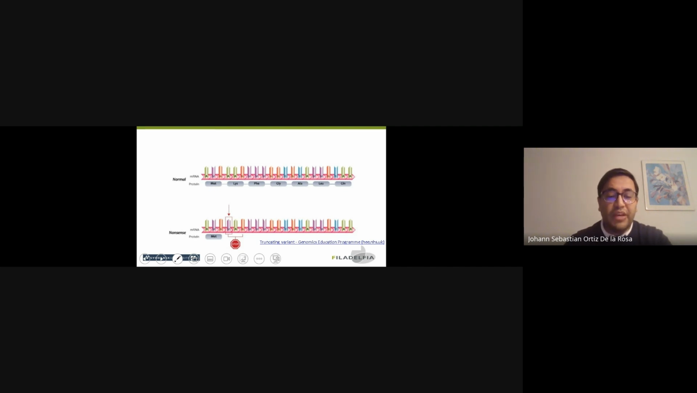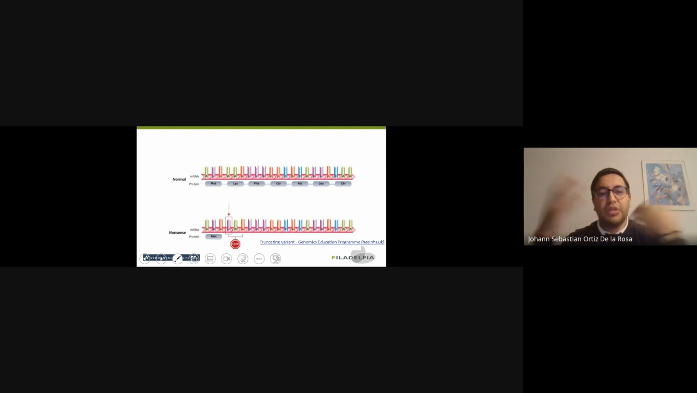Sometimes we have a truncating variant. That means that we have a pair of bases that says to the RNA that is reading the DNA, stop, don't continue, because there is a stop codon, what we call, so the protein is incomplete. And this is also very frequent in patients with loss of function.